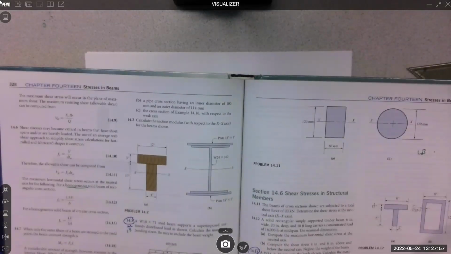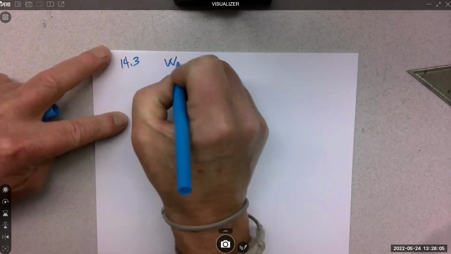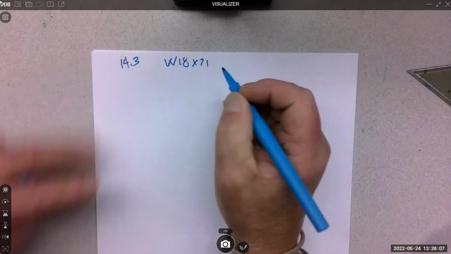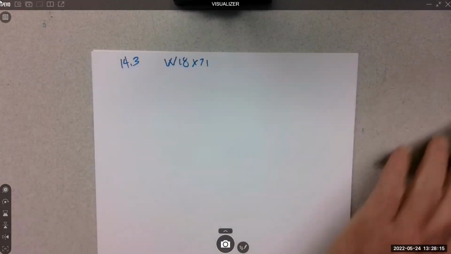14.5 gave us beam dimensions, the size. It's 3 inches by whatever. Let's do 14.3. Yeah, that's a good idea. That's perfect, actually. So 14.3 says a W 18 by 71 has a superimposed uniform distributed load as shown, 400 pounds per foot. I'm going to draw it.